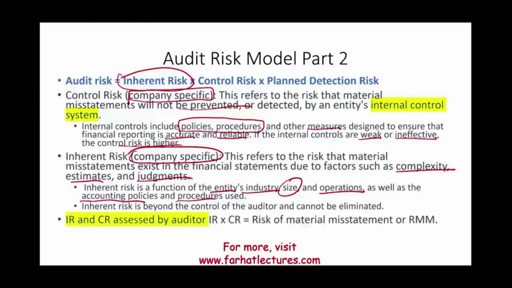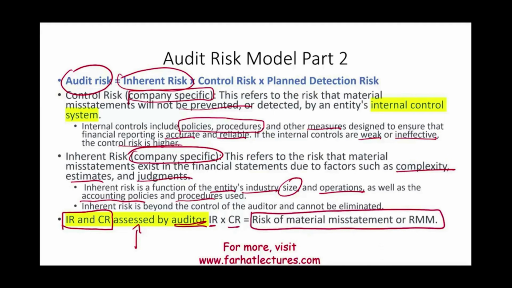Now, both inherent risk and control risk, and this is very important to understand, are assessed, which basically means the auditor passes a judgment on them. The auditor doesn't control them. The auditor can set audit risk, but they cannot set inherent risk and control risk. They assess them. And inherent risk times control risk equals something we call the risk of material misstatement, or RMM. So if you see the term RMM, risk of material misstatement, it equals inherent risk times control risk, both assessed by the auditor.